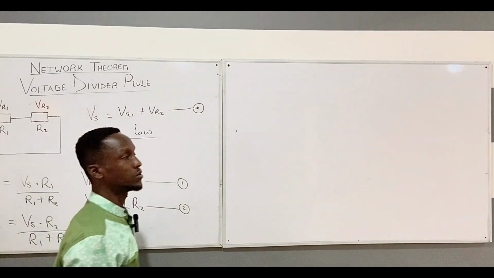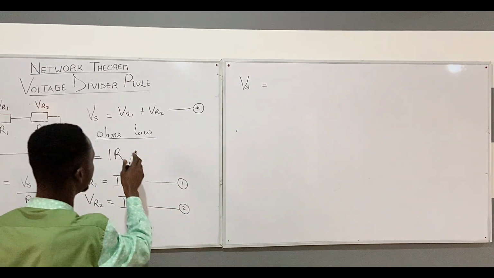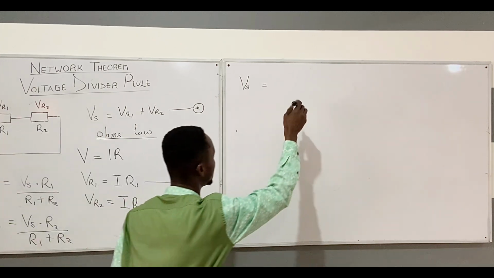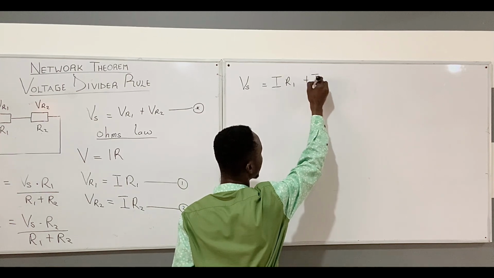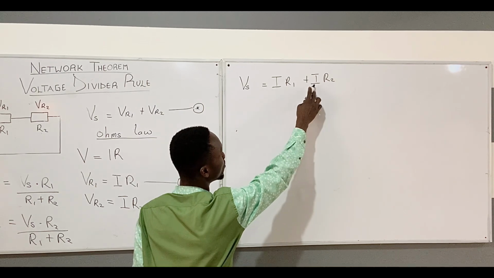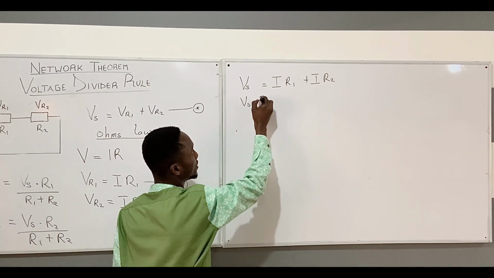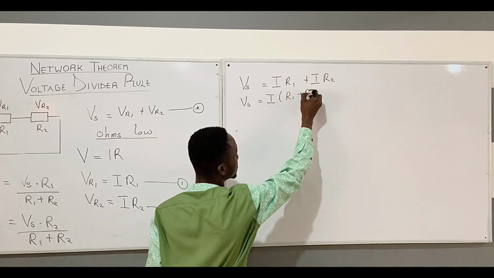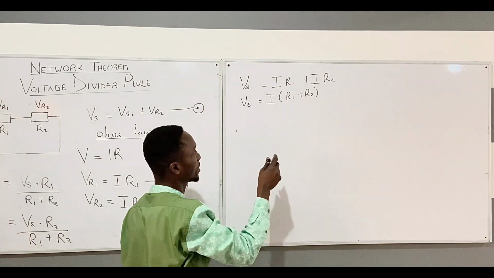The next thing I'll do is that I'll take equation 1 and equation 2 and substitute it into equation star. So to do that, our Vs is going to give us, now what is V R1? It is this, and V R2 is this, so we just substitute it there. So we are going to have IR1 plus IR2. Now when you look at this, we have a common variable here, so let us factorize I out. So now we have Vs giving us I outside, into R1 plus R2.